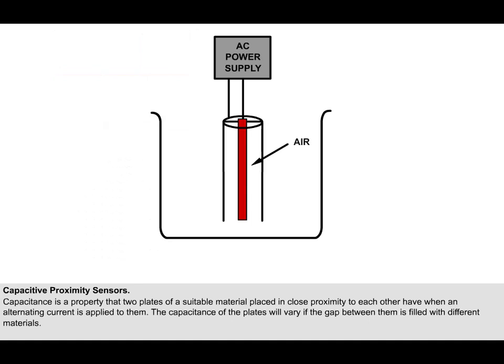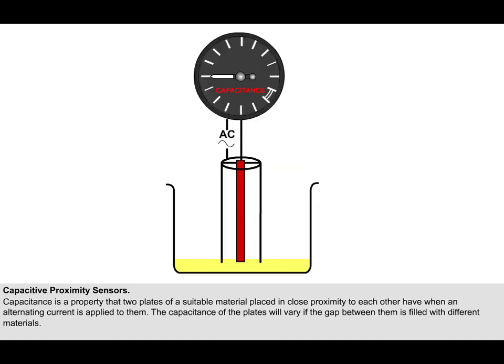The gap between the 2 tubes will be full of air when the tank is empty, and full of fuel when the tank is full. At intermediate fuel levels, the gap will have part fuel and part air. The capacitance of the device will change as the proportion of fuel and air changes. This capacitance is measured and displayed on a gauge as fuel quantity.